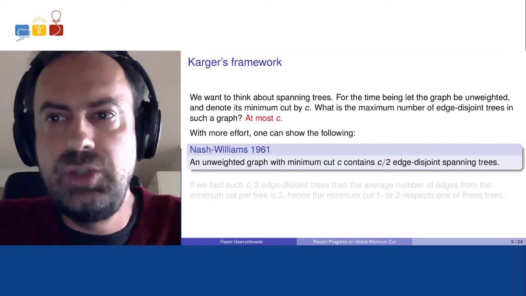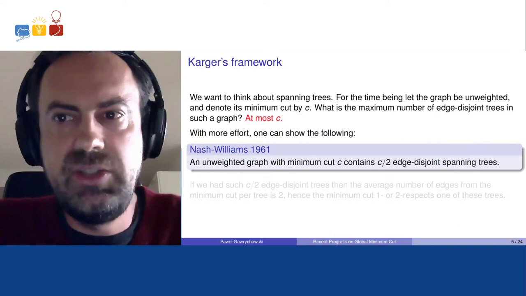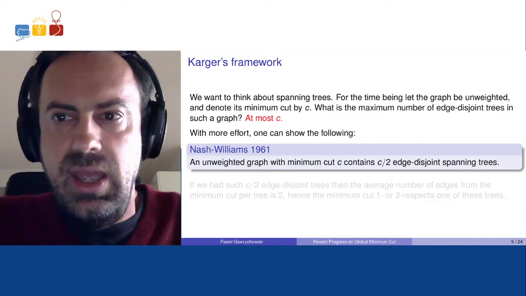So there is some nice connection between the minimum cut and packing. It's called packing spanning trees, but this is one direction. So we know that we can pack at most C spanning trees. With more effort, one can show that actually there is a connection in both directions.